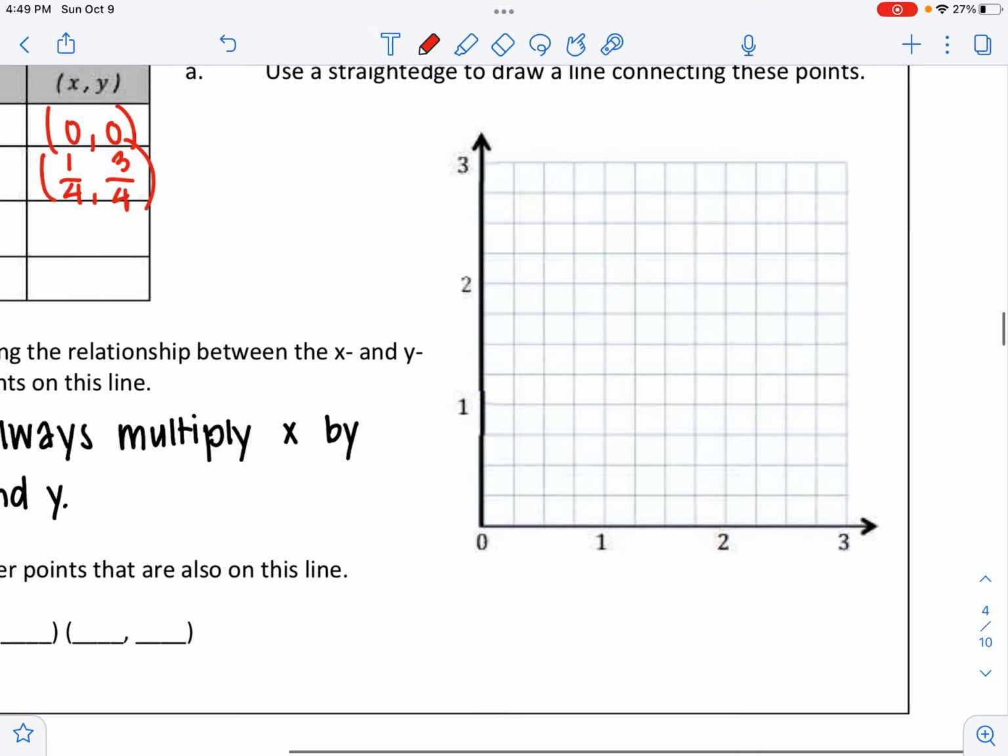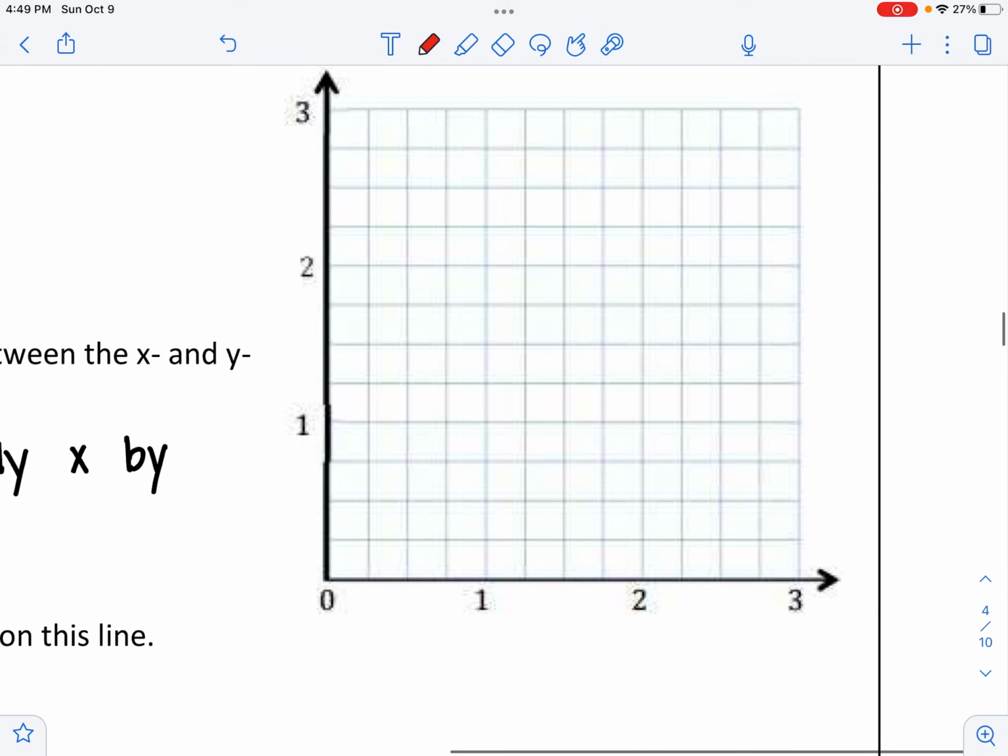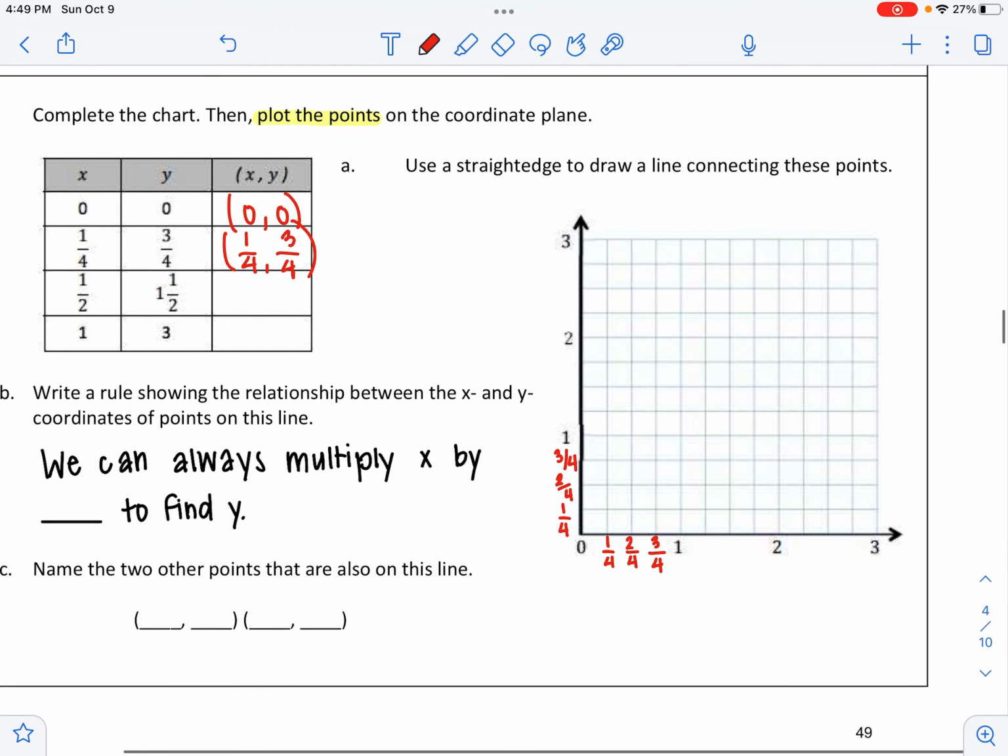I'm going to zoom in on my graph here, and I see that between 0 and 1, I have 1, 2, 3, 4 spaces. So I know I am splitting my graph into 1/4. This will allow me to plot my coordinate pairs that are all in fourths. We can see the same division happening on the y-axis, where we're splitting ourselves up into groups of fourths.